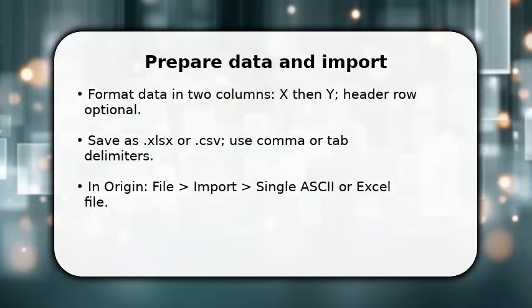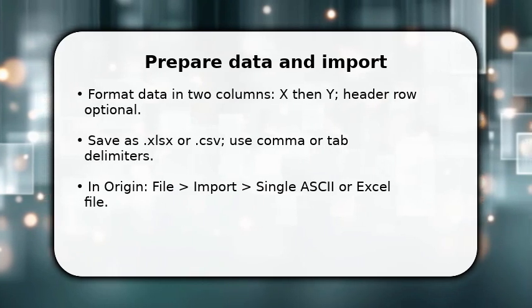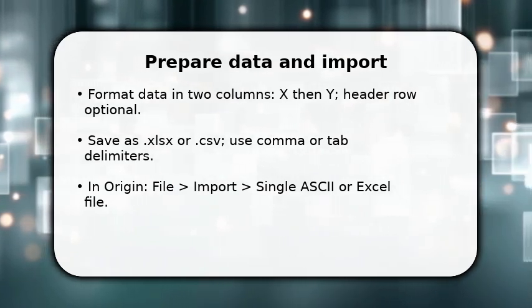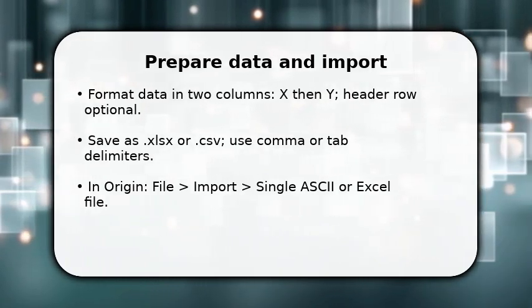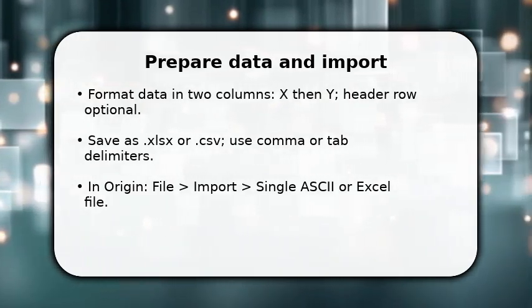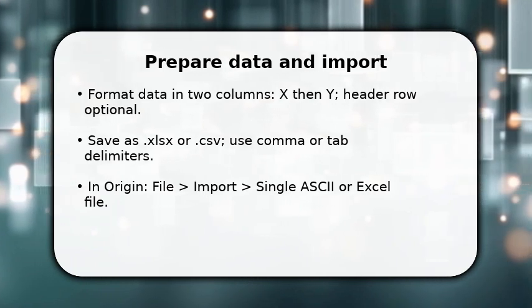You begin by organizing your data so Origin reads it immediately. Put X in the first column and Y in the second. Once your file is saved as CSV or XLSX, open Origin and choose File Import to bring the file in.